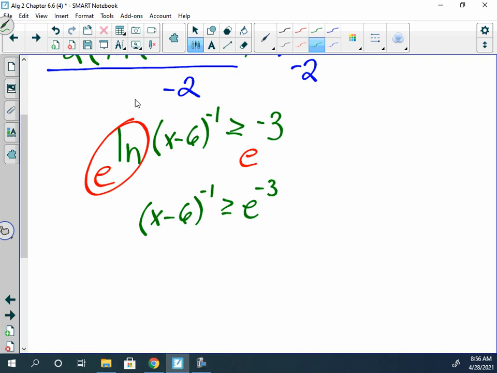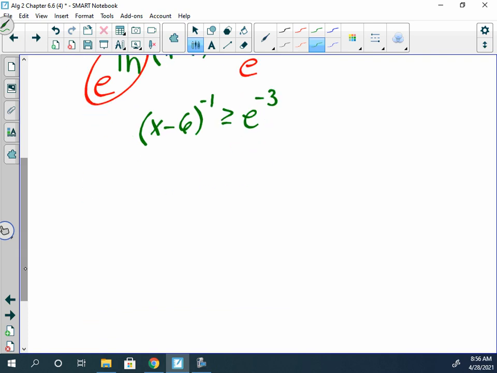Well, at this point, I can't move the negative 1 out front. Because the only reason we can move it out front is because the properties of logarithms let us do that move. But I do know if I want to make an exponent positive that's negative, I move it from the numerator to the denominator. So over here we'd have 1 over x minus 6 is greater than or equal to, well, this here would be 1 over e to the third.